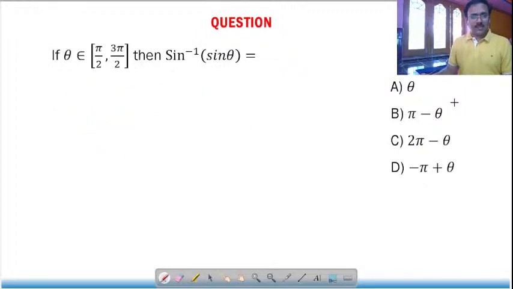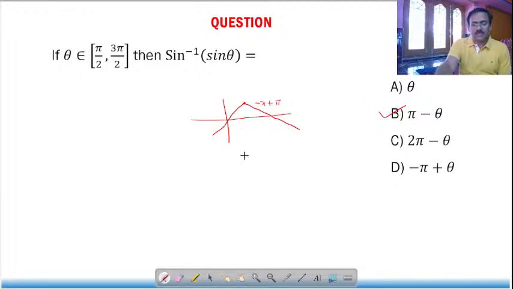Right, next. In pi by 2 to 3 pi by 2, sine inverse of sine theta. You see, friends, I think you do remember: x from here to here only. x minus x plus pi, that is pi minus x. Pi minus theta is the result, friends.